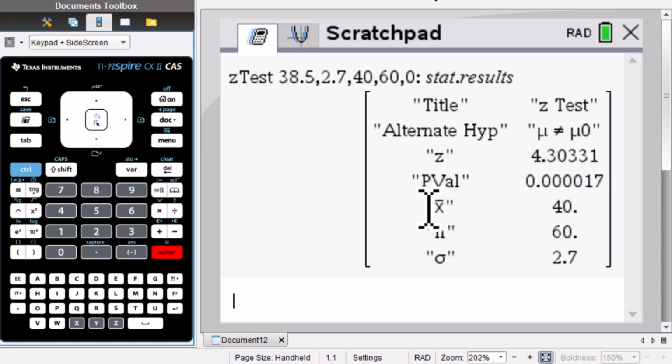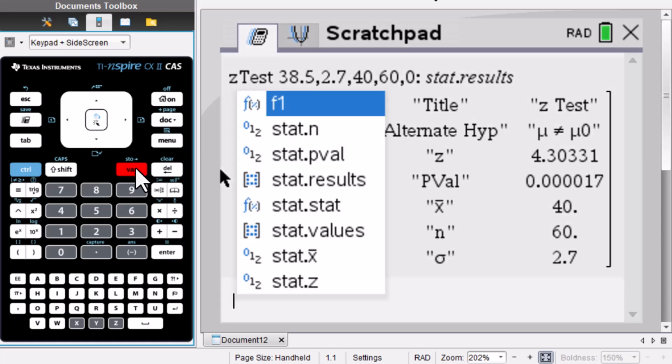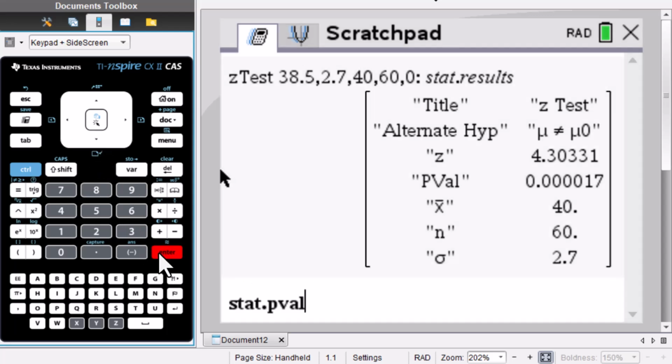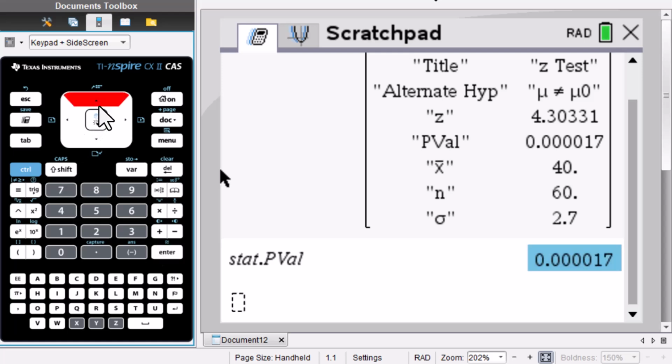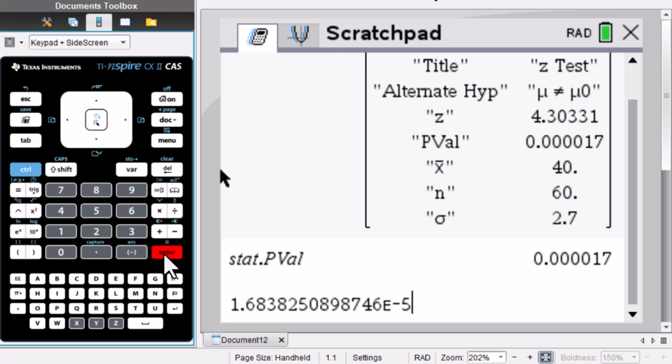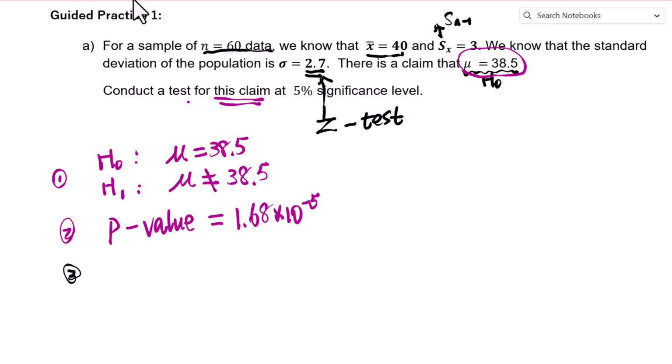0.000017. This p-value is not given in 3 sig figures. So click on this variable. Go to stat p-value. Enter. Then go up. Enter. We got 1.68 times 10 to the negative 5th power, or 0.0000168.